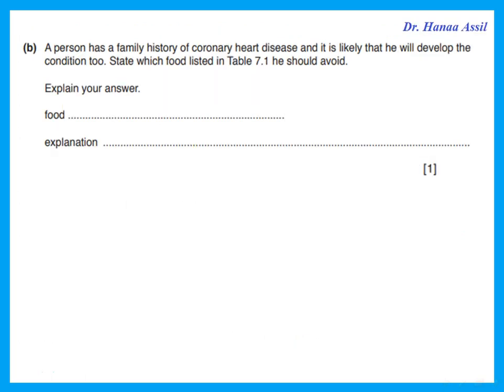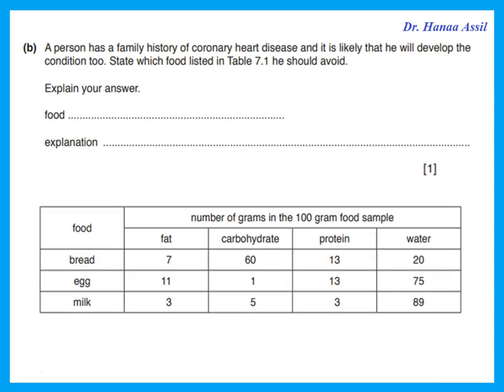A person has a family history of coronary heart disease, and it is likely that he will develop the condition too. State which food listed in the table he should avoid. Which of these would be likely to lead to coronary heart disease? Of course, coronary heart disease is due to accumulation of fat. So the one that has more fat is the one he should avoid. Which one has more fat? That is eggs.